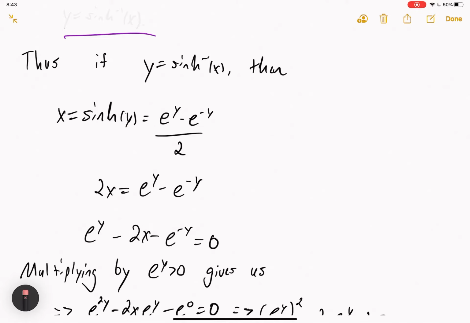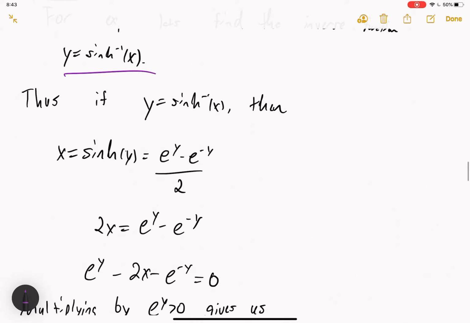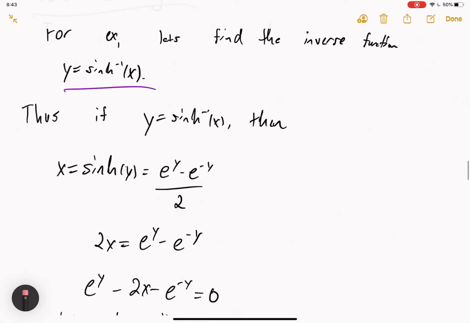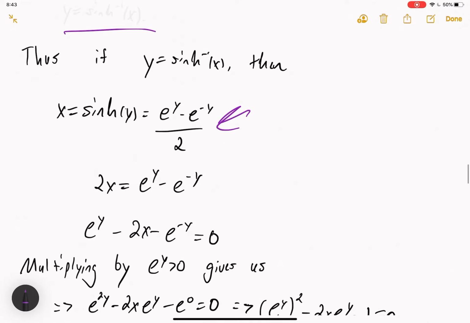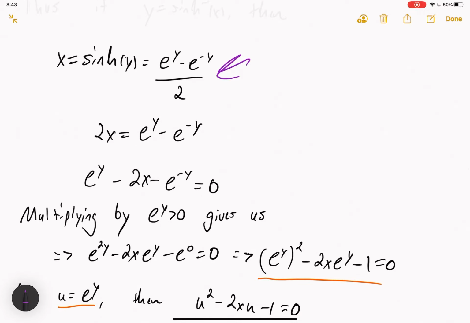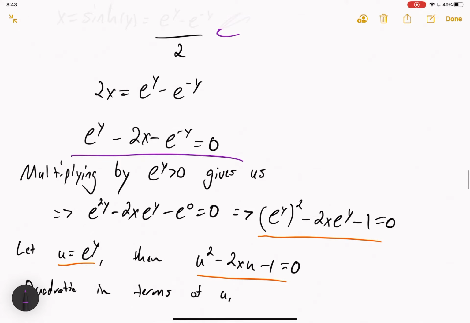So basically it's the same kind of thing we're doing. We're going to use the substitution, and the fact that it's an identity. If y is equal to sinh inverse of x, then because it's an inverse, we get x is equal to sinh of y. So what we can do right here is just plug in the definition. sinh of y is equal to e to the y minus e to the minus y, divided by 2. And now we're just going to try to solve for y. We move that 2 over, get 2x is equal to e to the y minus e to the minus y. Move everything to one side, and we get something like this.